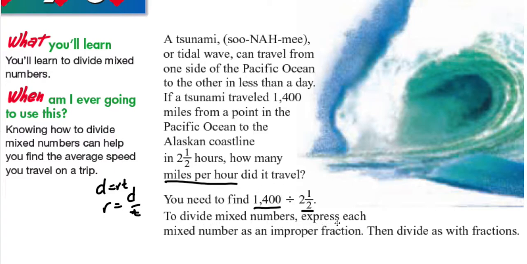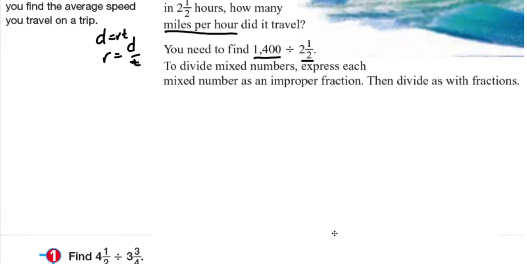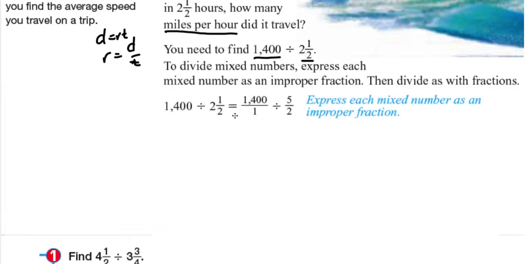So to divide mixed numbers, express each mixed number as an improper fraction, then divide as with fractions. First things first, we need to convert our mixed number into an improper fraction. 1,400 divided by 2.5 will be the same as 1,400 over 1, which is the denominator of all whole numbers. All whole numbers have the denominator of 1, and the improper fraction of 2.5 is 5 over 2.